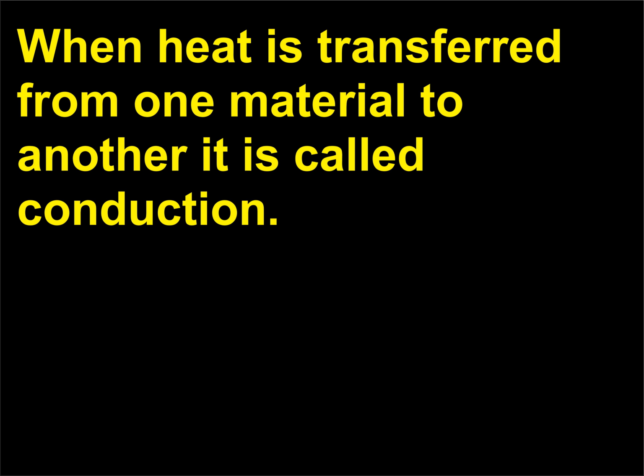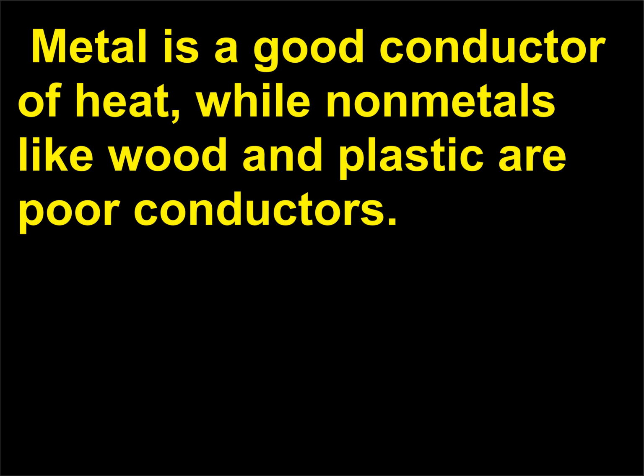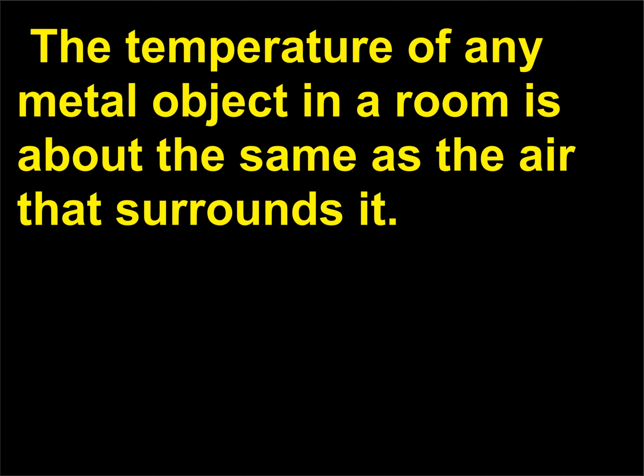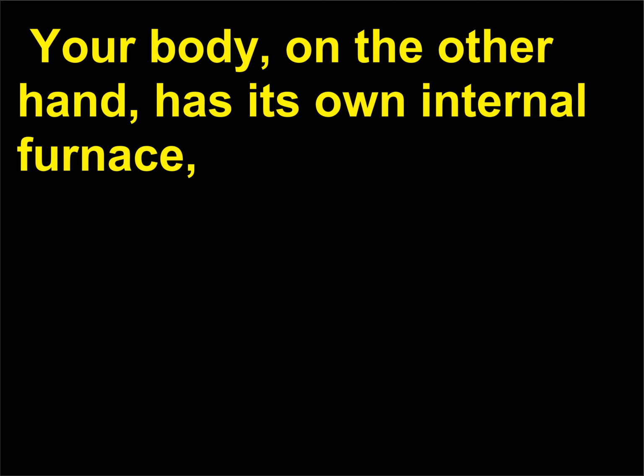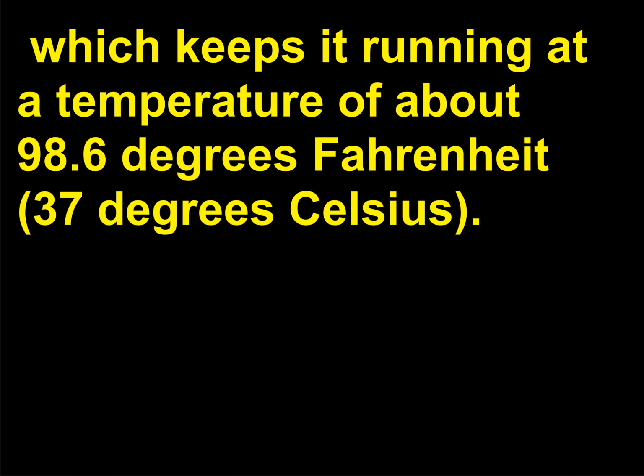When heat is transferred from one material to another, it is called conduction. Metal is a good conductor of heat, while nonmetals like wood and plastic are poor conductors. The temperature of any metal object in a room is about the same as the air that surrounds it. Your body, on the other hand, has its own internal furnace, which keeps it running at a temperature of about 98.6 degrees Fahrenheit, 37 degrees Celsius.